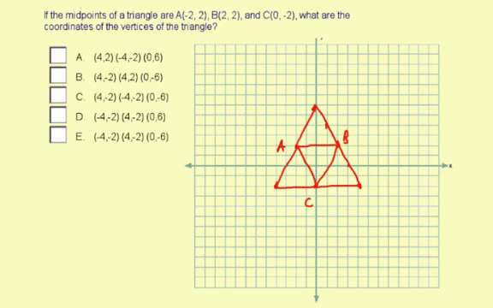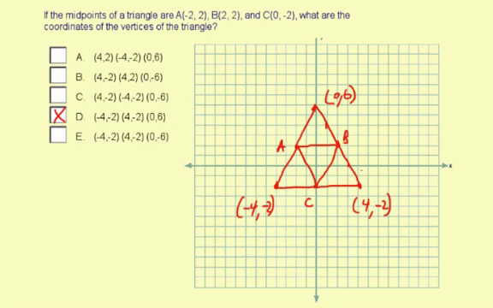Now we need to know what the coordinates of the vertices are. Here's a vertex here. It's (-4, -2). Here's a vertex here. It's (4, -2). Here's a vertex here, 0, and then up 6. So let's match the coordinates now. (-4, -2), and then (4, -2), and (0, 6). That's D.